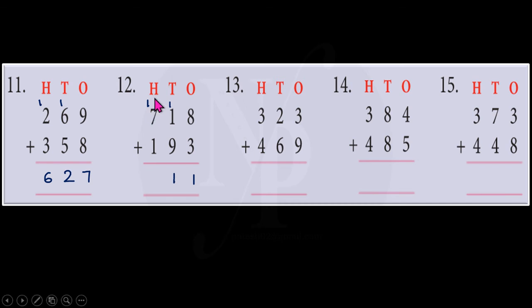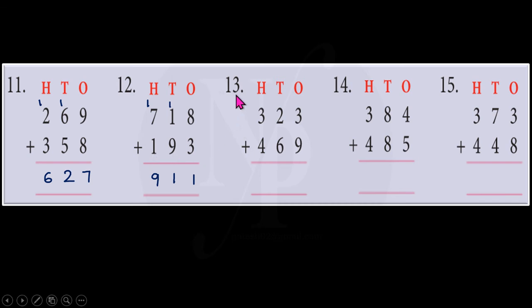We add the digits in hundreds column now. 1 plus 7 is 8. 8 plus 1 is 9. 9 hundreds. So we write 9 in hundreds column. Therefore, 911 is the sum of 718 and 193.